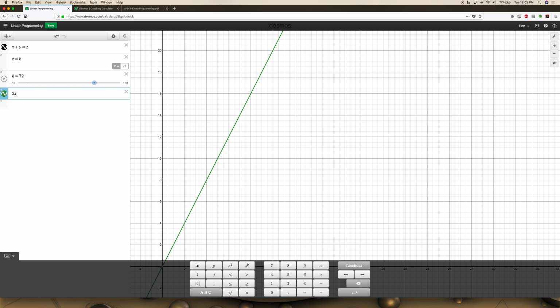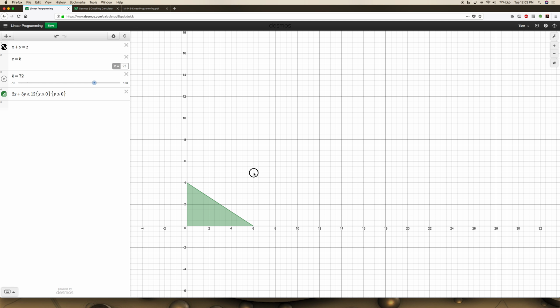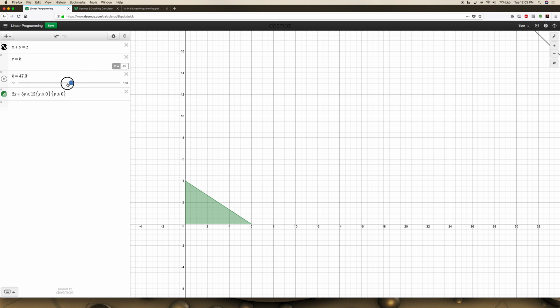So we want 2x plus 3y is less than or equal to 12, subject to x is greater than or equal to 0, y is greater than or equal to 0. All right, and so we have this thing here, and then we have this line here.